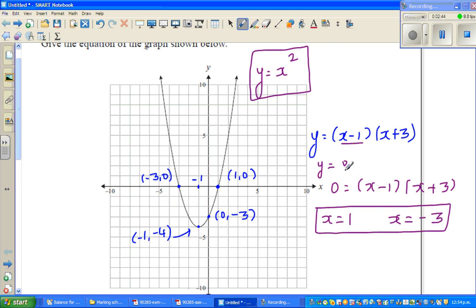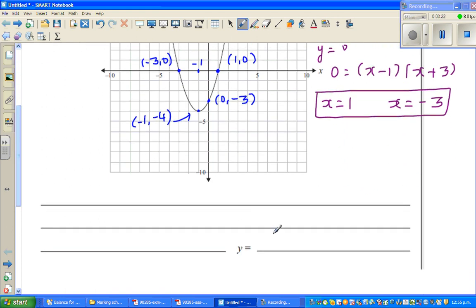Now how can I check? You can check on the y-intercept. When x is 0, you get the y-intercept. So when you put x equal to 0, y would be equal to 0 minus 1 times 0 plus 3, which is negative 1 times 3, which is negative 3. So this equation does make sense.